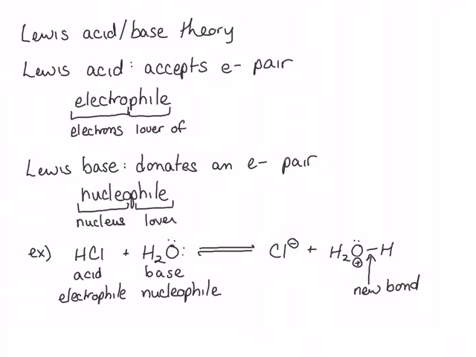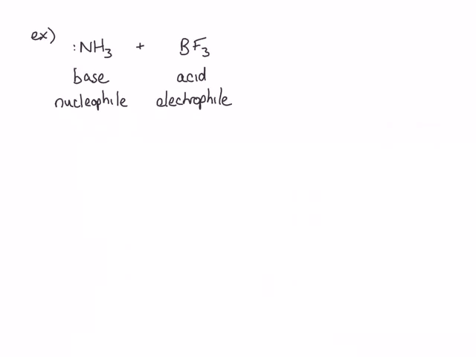But this theory broadens the idea of acids and bases to compounds we haven't considered before, such as ammonia and boron trifluoride. Ammonia is our base, or our nucleophile, and boron trifluoride is our acid, or our electrophile. From now on, I'll be using abbreviations for nucleophile and electrophile since we use them so much. I abbreviate nucleophile using Nu and electrophile using a capital E.